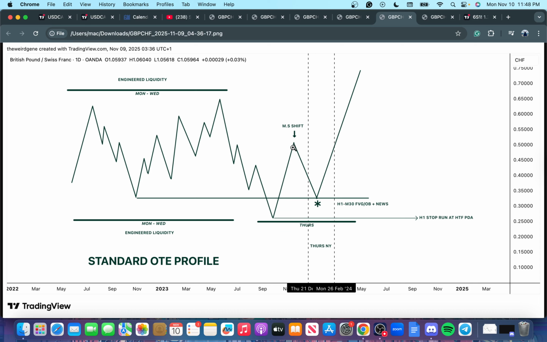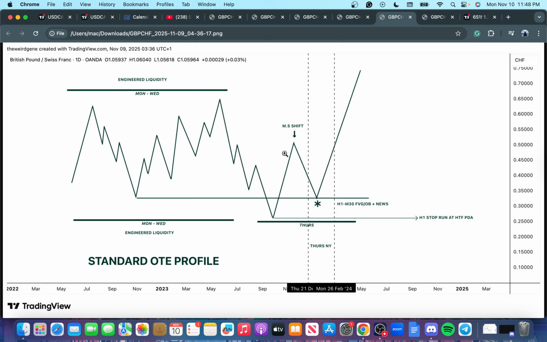Like I've told you before, I've said this in so many videos in the past, right? So you should by now know what I'm talking about. We're looking for that order block or fair value gap that initiates that one-sided expansion. That becomes our entry PDA.